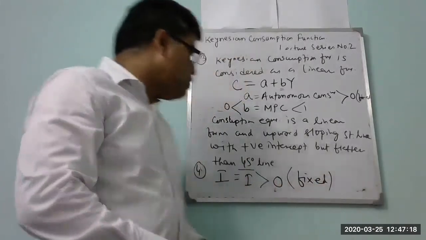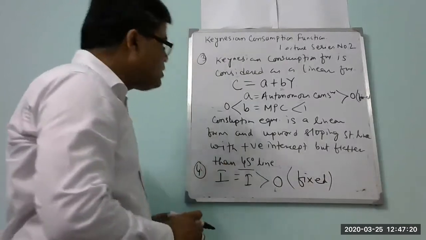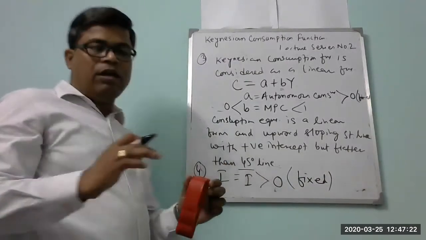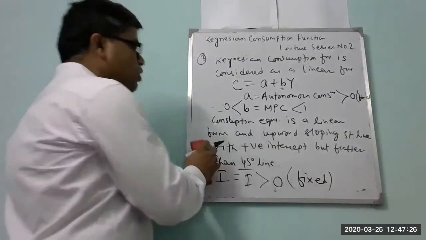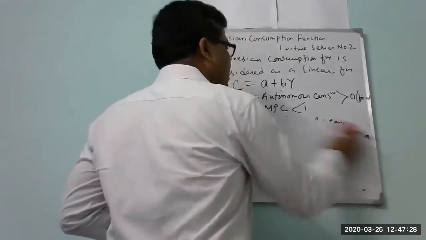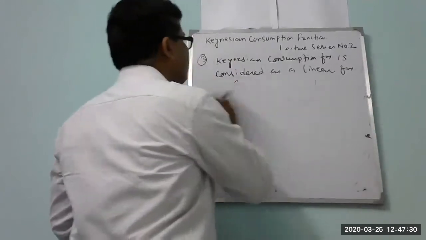Okay, so these are the four assumptions of the simple Keynesian model. With the help of these assumptions, now we will move on to the next part of the answer to this question.